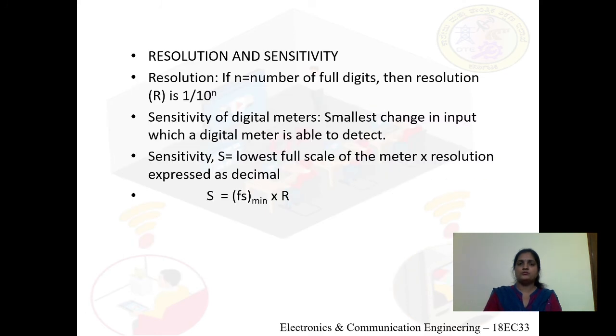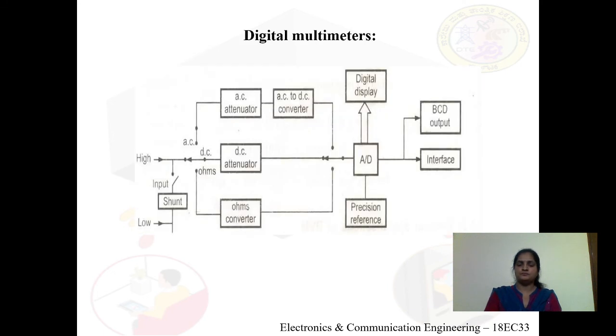And here we need to remember two definitions called resolution and sensitivity. Resolution is defined as R equal to 1 divided by 10 raised to n, where n indicates the number of full digits. One more definition is sensitivity. It is the smallest change in input which a digital meter is able to detect. It is defined as Fs into R, where R indicates the resolution and Fs is the lowest full scale of the meter.